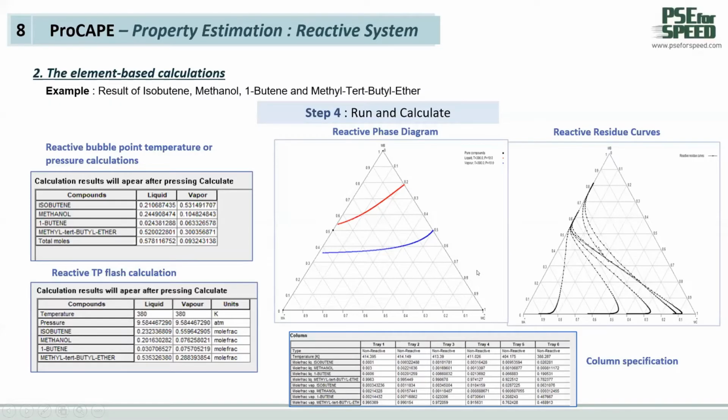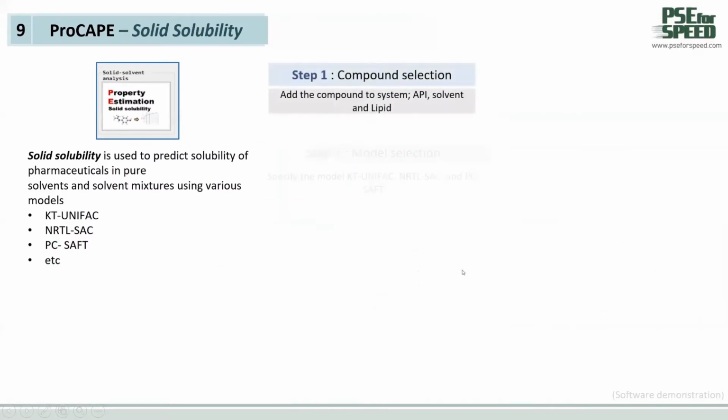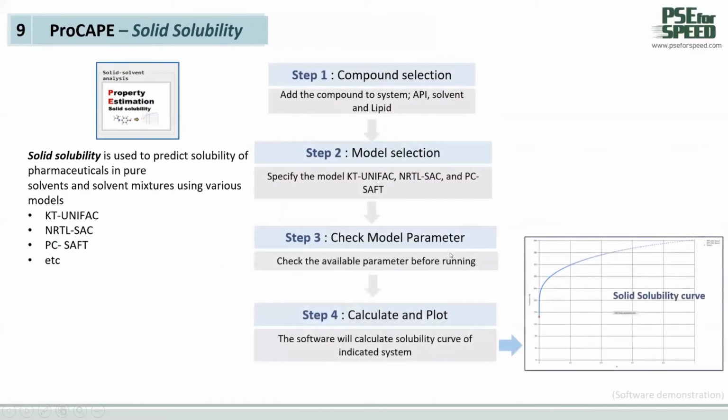I will go to the last part of the features, which is the solid solubilities. This is used for the prediction of the solubilities of pharmaceutical compounds in pure or mixture solvents using the models KT-UNIFAC, NRTL6, and PC-SAFT. The 4 steps of the workflow are the same to generate the solubility curve. This function will benefit pharmaceutical processes. So we will give you a case study of paracetamol to show the software demonstration.